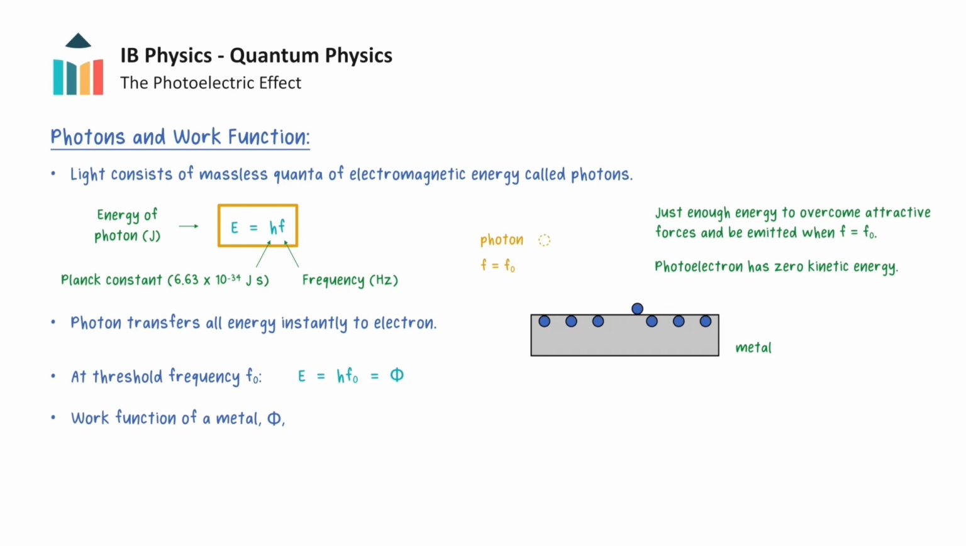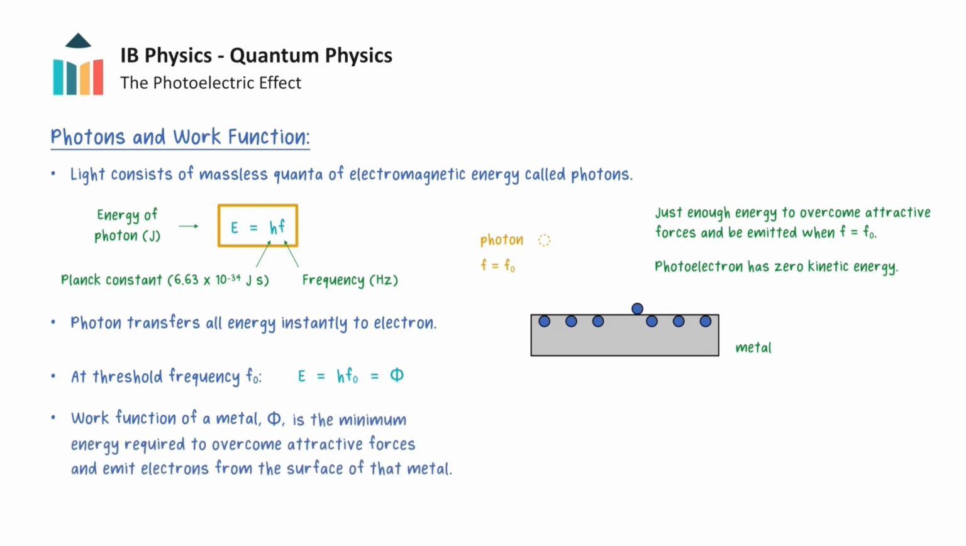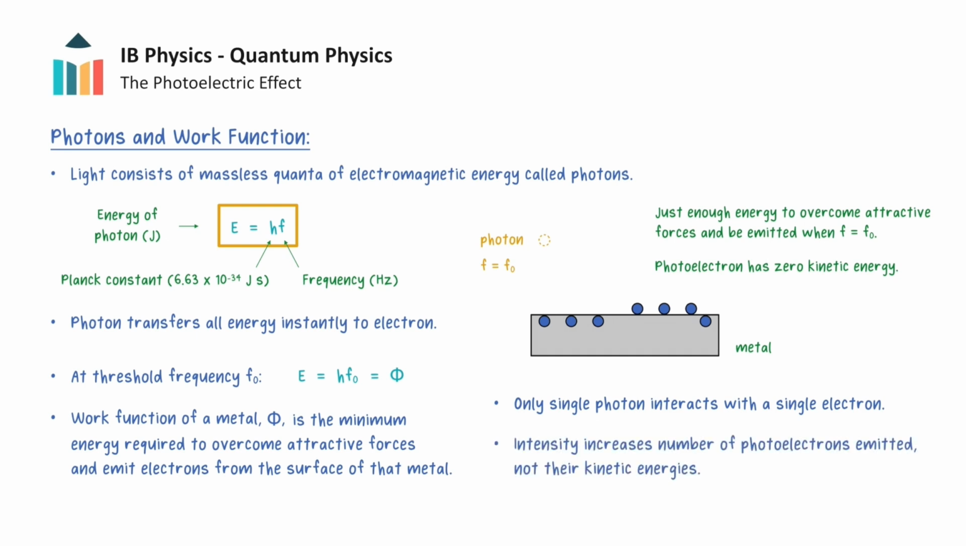The work function is the minimum amount of energy required to overcome the attractive forces that keep an electron within the metal surface. It should be noted that only a single photon can interact with a single electron. A higher intensity of radiation increases the number of photons incident on the metal, but their individual photon energies are the same, as this only depends on frequency. So this will increase the number of emitted photoelectrons, but not their kinetic energies. This provides important evidence that light behaves as a particle.